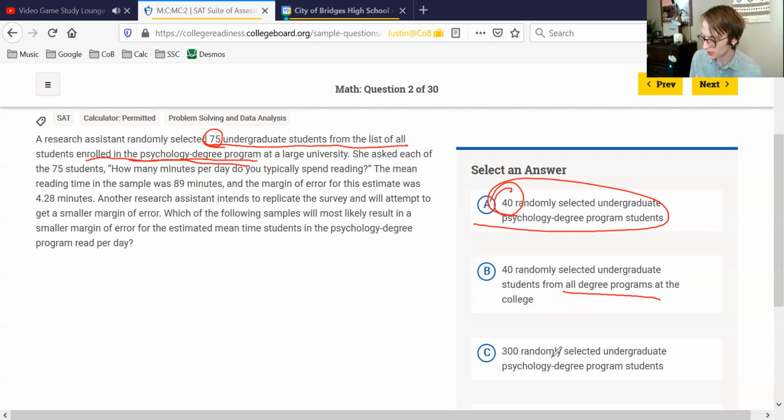Point C is 300 randomly selected undergraduate psych degree program students. So that's taking 75, turning it into 300, taking psych degree program and keeping it as psych degree program. So the same level of similarity between the people in our sample, but we're just asking more people. We can expect to get a smaller margin of error with that because we have a more similar group of people and we have more of them to take measurements from. So that's a candidate for our answer.